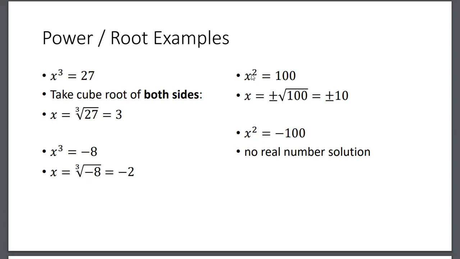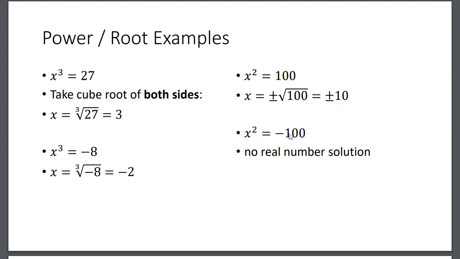On the right, even powers and even roots, x squared equals 100. Take the square root of both sides, and x is the square root of 100. However, plus or minus will both work, because if you square 10, you get 100, and if you square a negative 10, that's negative 10 times negative 10, you get a positive 100.